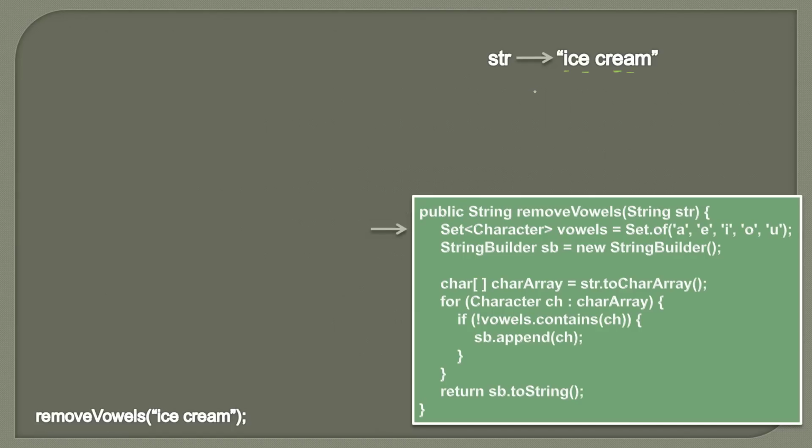In order to remove the vowels from this string, we take each character and see whether it's a vowel or not. For that, first we create a set which we denote as vowels, and this set will only have characters. So this is a set of A, E, I, O, U.